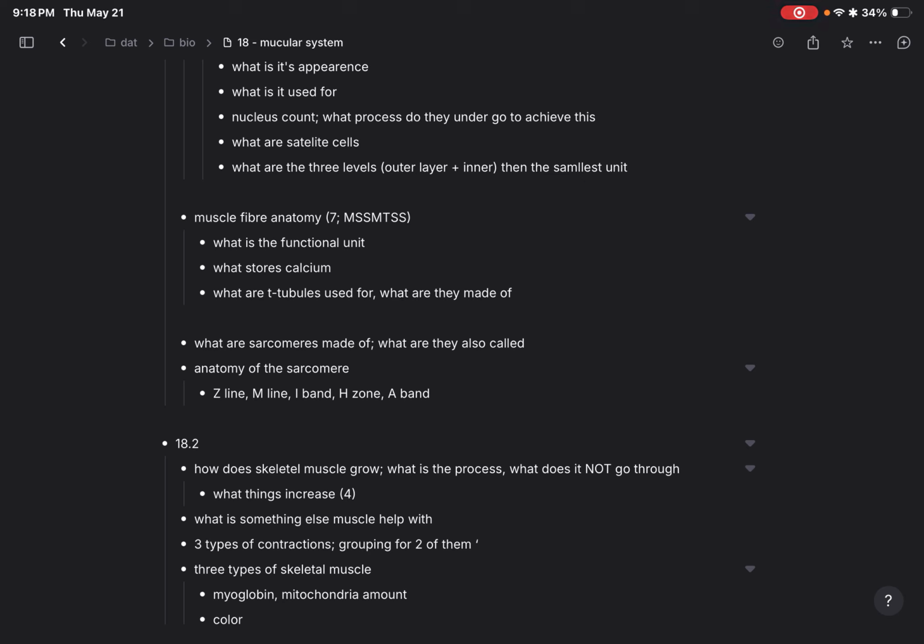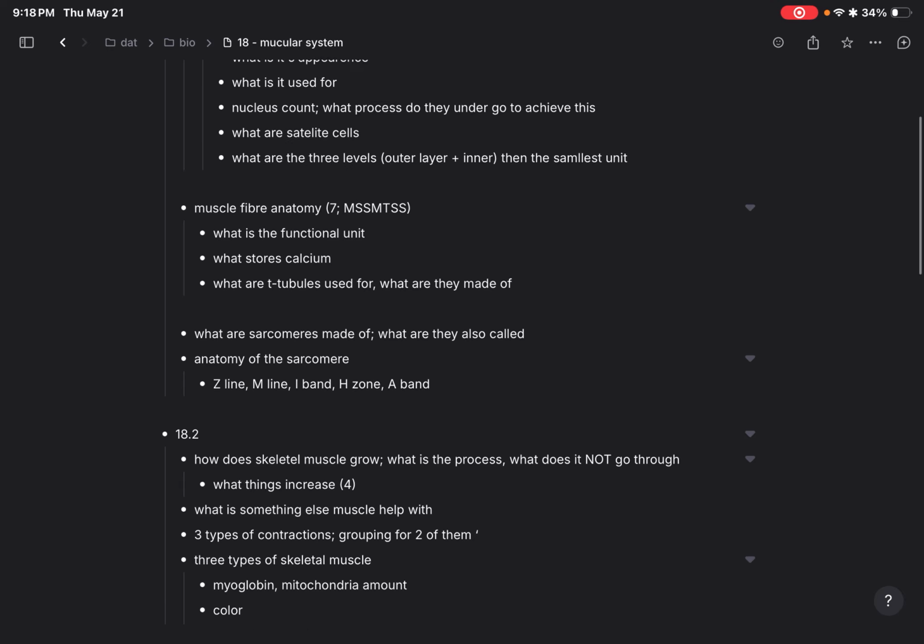So let me try that again. The Z line is the segment of the sarcomere, from one end to the other end. The M line is the middle of the filament, the middle of the sarcomere. The I band is actin only. The H zone is myosin only, both of which shorten during contraction. The A band is the definite length of the myosin filament, and that does not change.